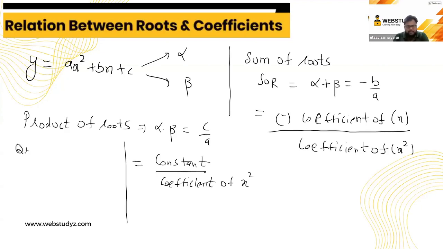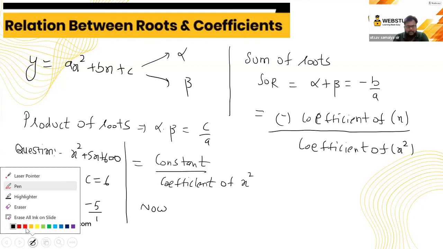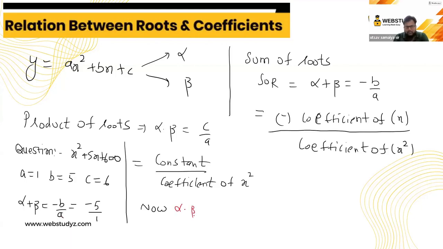So suppose we have one question, x square plus 5x plus 6 equal to 0. Now they are asking us to find alpha plus beta and alpha into beta. So here a is 1, b is 5, c is 6. So alpha plus beta is minus b by a. So minus 5 by 1. Now alpha into beta, that is going to be c by a, or 6 by 1.